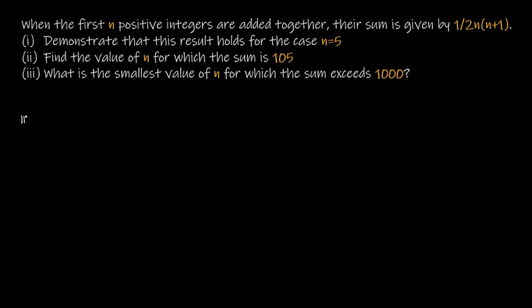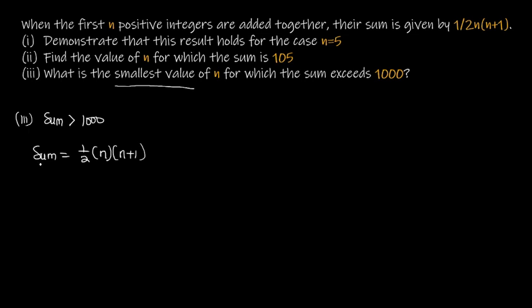Alright, so what is the smallest value? Now note, they are asking for the smallest value of n for which the sum exceeds, or is greater than, 1,000. So let's look at that. We know that the sum is equal to a half n (n plus 1).